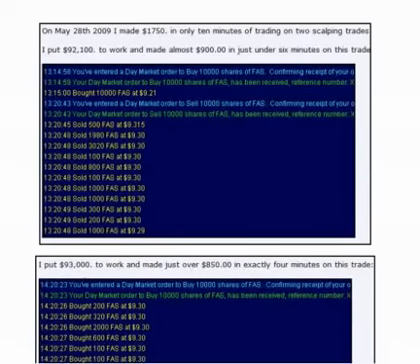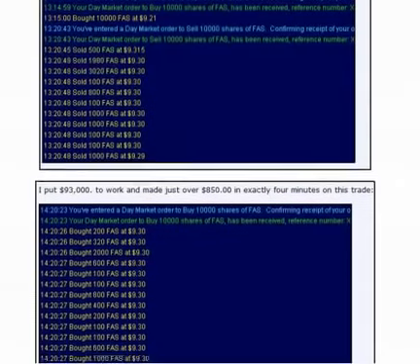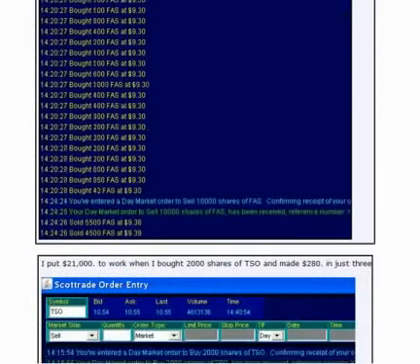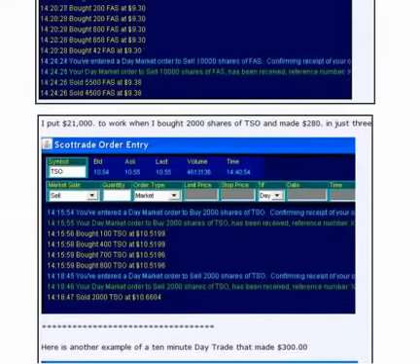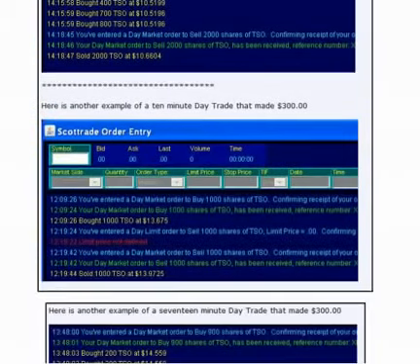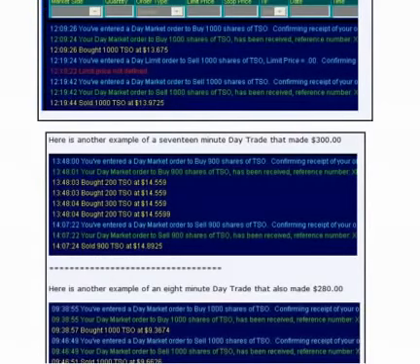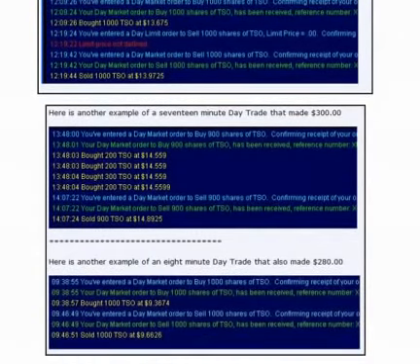Now, here are some of the actual trades I've done. $900 in just 6 minutes. $850 in 4 minutes. Those are kind of unusual trades. This is a more usual type, the ones below here. $280 in 3 minutes. $300 in 10 minutes. $300 in 17 minutes. And $280 in 8 minutes. Those are the kind of trades I can show you how to do.